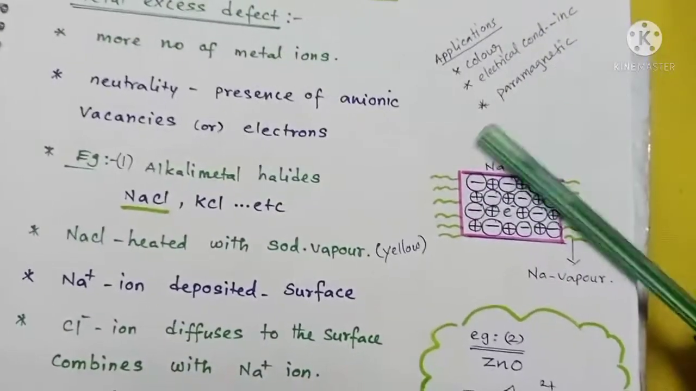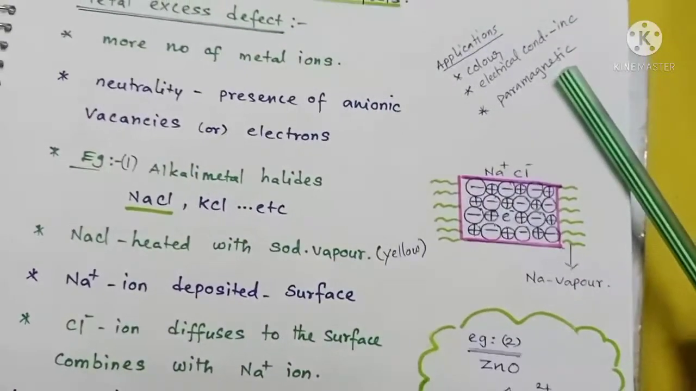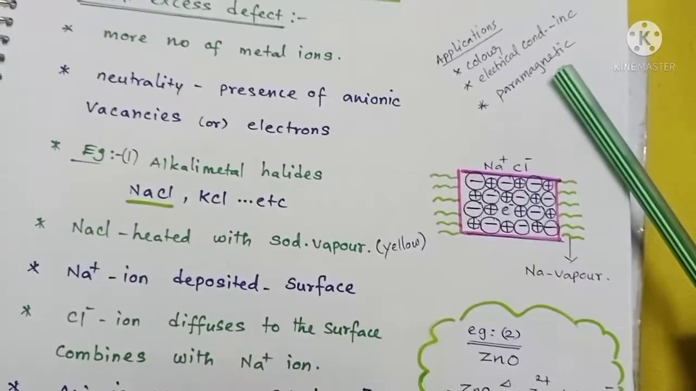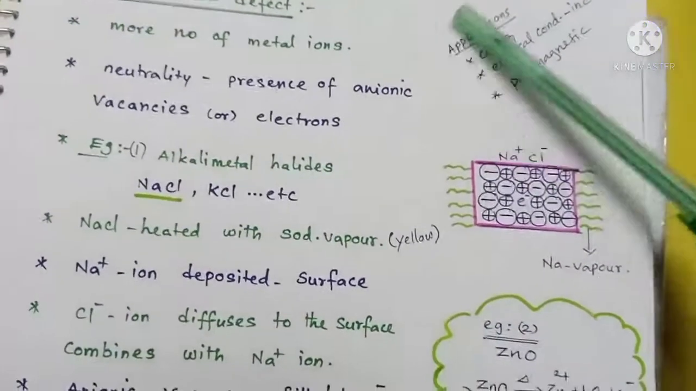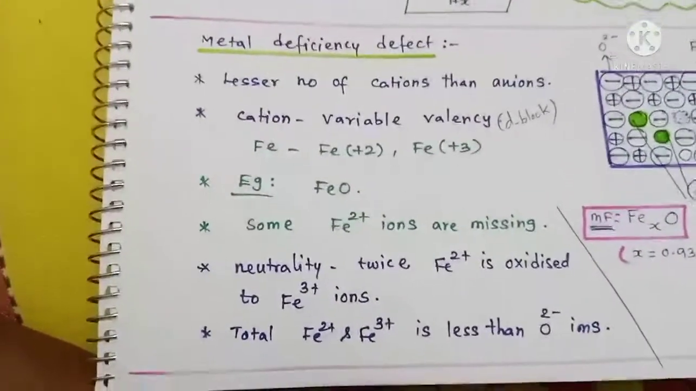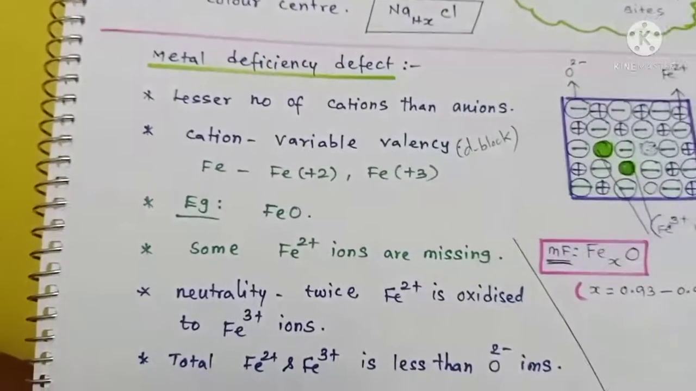The paramagnetic property is nothing but a property of a material being attracted by a magnetic field. So due to the presence of unpaired electrons, the paramagnetic nature of the material is also increased. So these are certain applications of these defects. Okay, right. So next let us move on to the second type of non-stoichiometric defect, which is nothing but the metal deficiency defect.